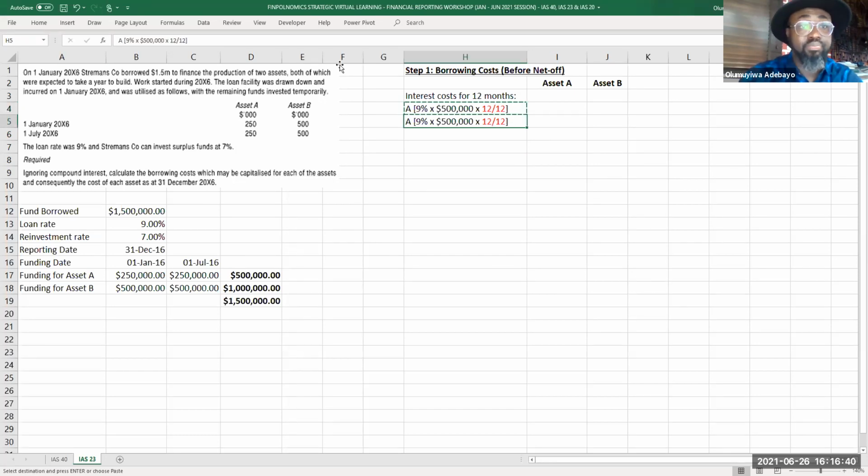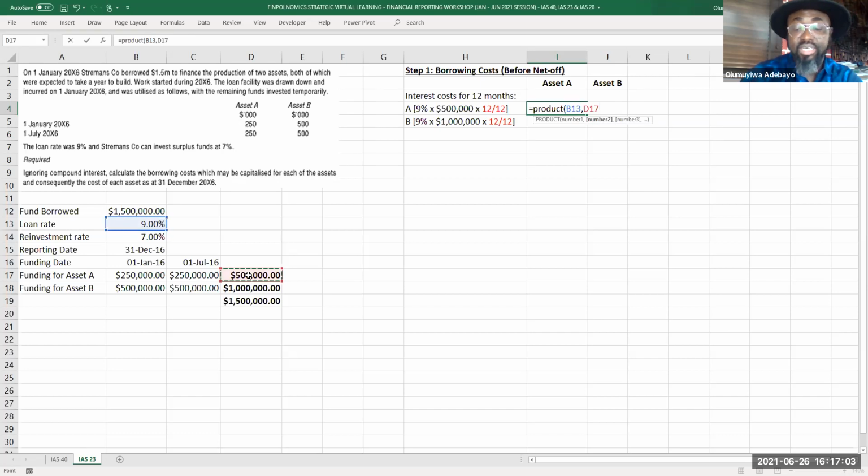For B, it's the same 9%, but in this case, it's 1 million. And the same time. Therefore, what will happen is for us to find the product of this 9% and the 500,000. And that gives us 45,000. And for B, it is the same 9% multiplied by the 1 million. And that gives us 90,000.